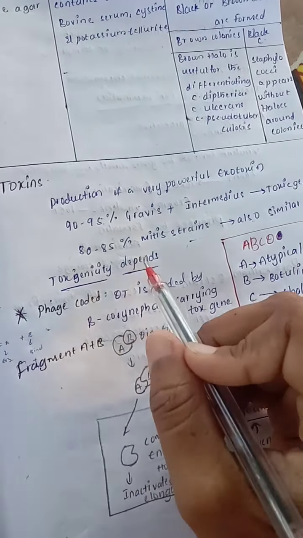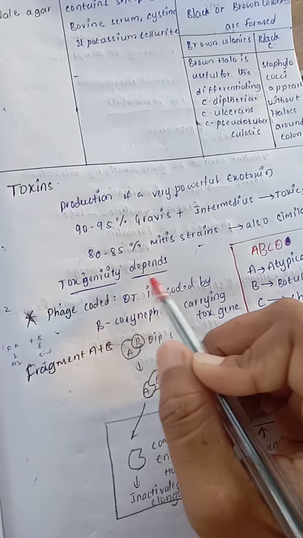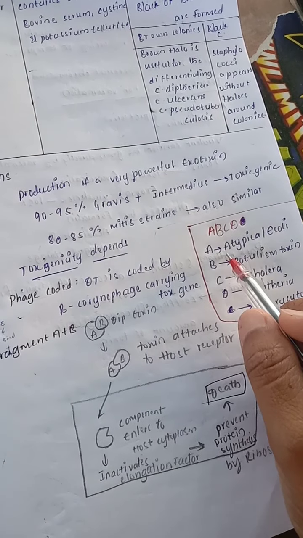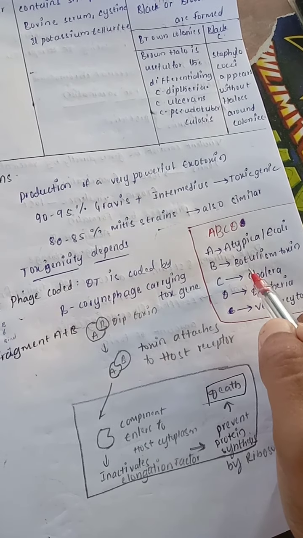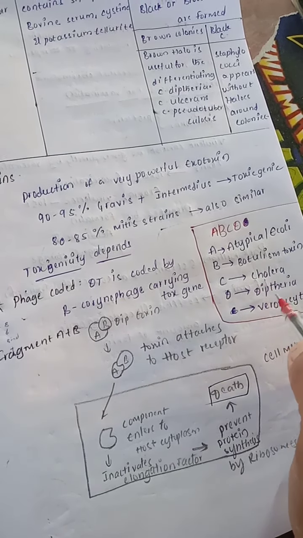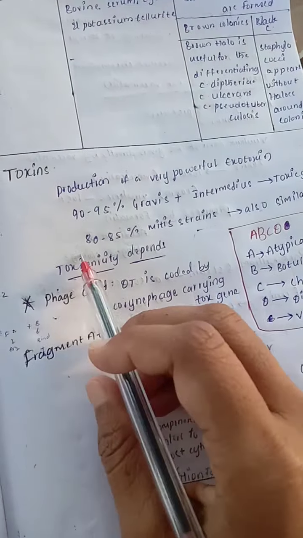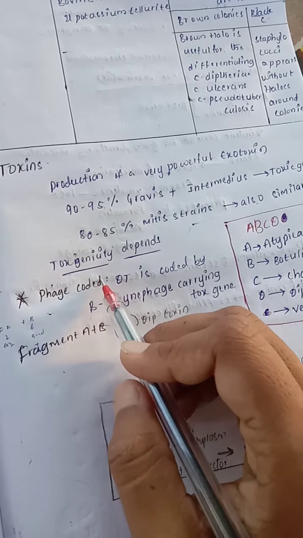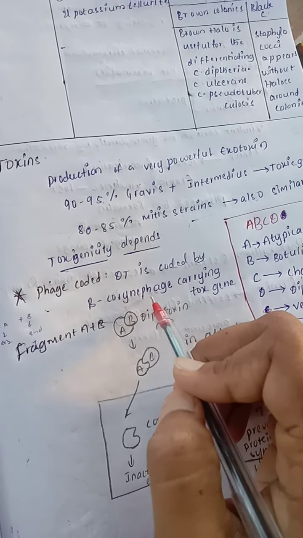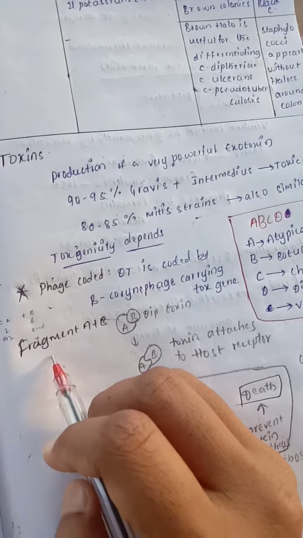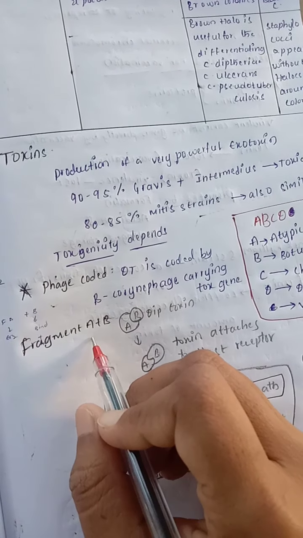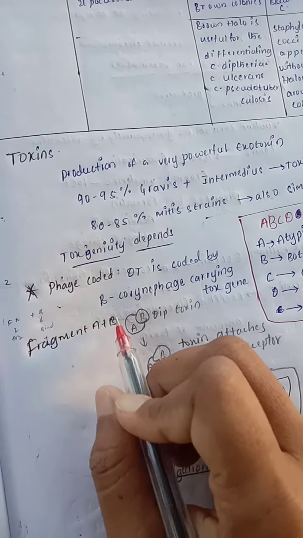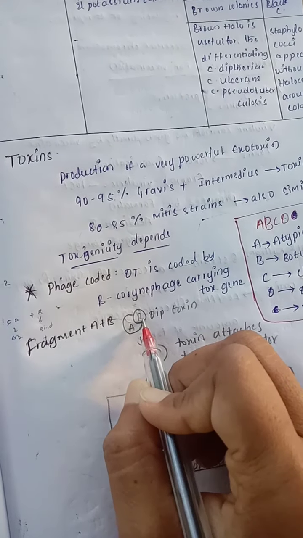Now, on what does the toxicity depend and how is it formed? There is a code called ABCD: Pseudomonas, E. coli, botulism toxin, cholera, diphtheria, and Vero cytotoxin. The toxin production depends upon the phage coded, meaning the beta phage carrying the toxin gene. We know that two different fragments are present on the toxin, A and B. B is attached to the host cell.